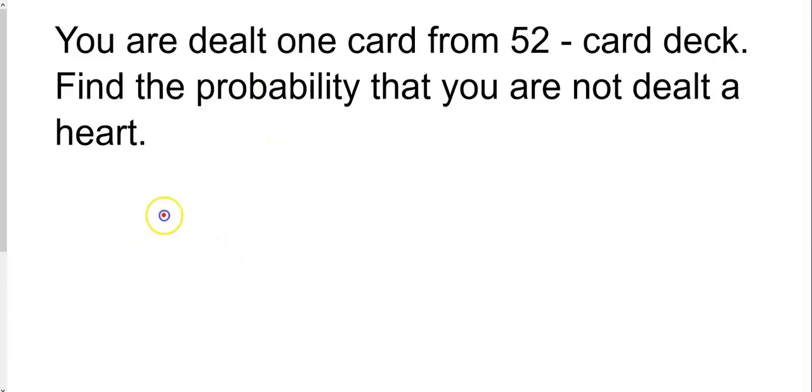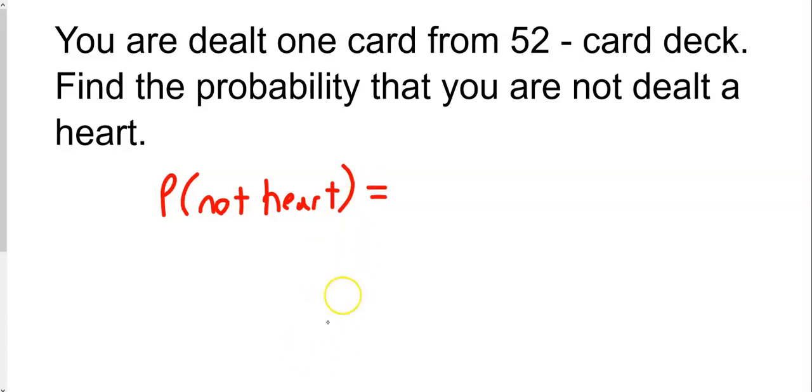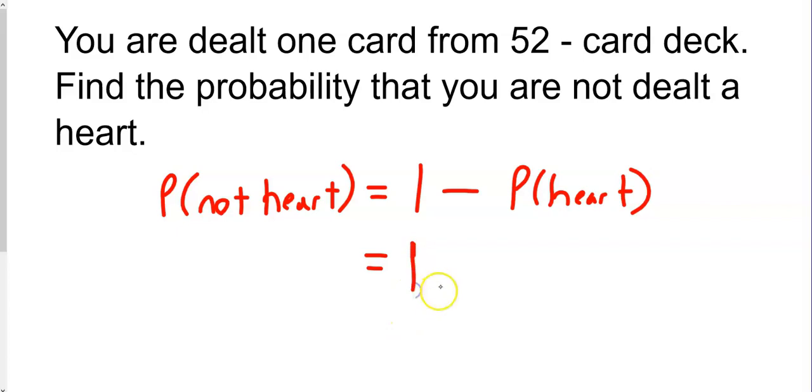Alright, so we want the probability of not a heart. So, that's the same as looking at 1 minus the probability of a heart. Well, what is the probability of a heart? Well, how many cards are a heart? There are 13. Remember, you have the ace, 2, 3, 4, 5, 6, 7, 8, 9, 10, jack, queen, king. That's 13 cards. Out of how many? 52.